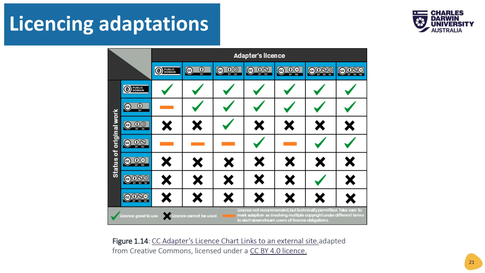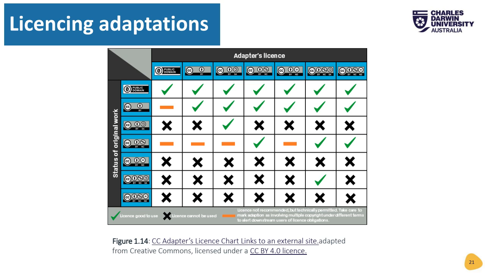Licensing adaptations. This is an interesting table. You can have a look at the status of the original work and then the adapter's license and see which can be matched with which. So if you were looking at the CC BY and the public domain, you'd look at the standard original work, and then you'd look at whether it could actually be adapted to the public domain license, and it actually looks like that is not recommended, but is technically permitted.